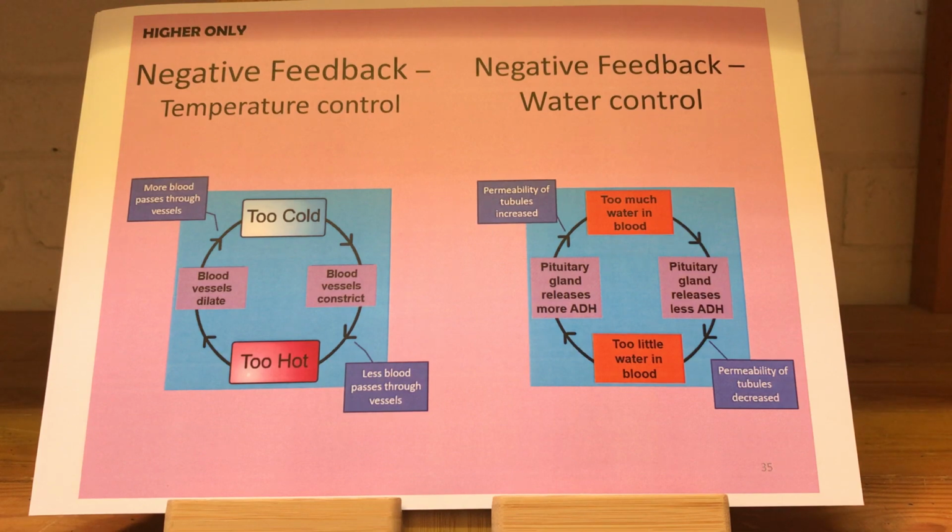And you can see on both of those I was kind of creating little 3-mark answers. So 3 marks about being cold, 3 marks about being hot, that gives us 6 marks. And the same on the ADH.